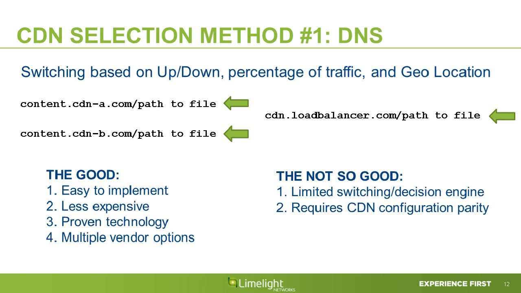The not so good is the limiting switching and decision engine that makes a decision on what CDN to choose. So when something comes in and you have to decide on what CDN delivers that content, as I already mentioned, it's going to be based on maybe a percentage of traffic, maybe a geolocation, is that up or down? It doesn't rely on any kind of end user data. There are a few exceptions to this. There are a few DNS load balancers out there that use end user data based on a JavaScript that's placed into a website, that type of thing.